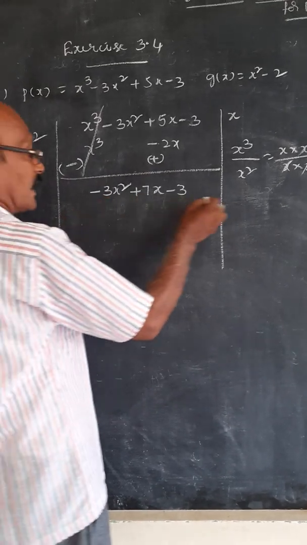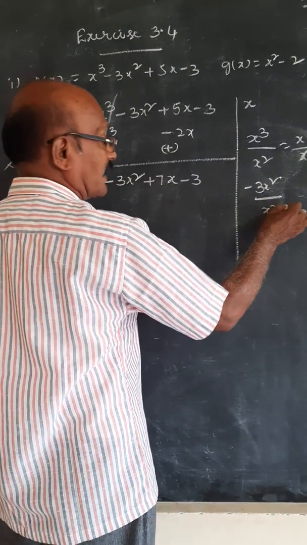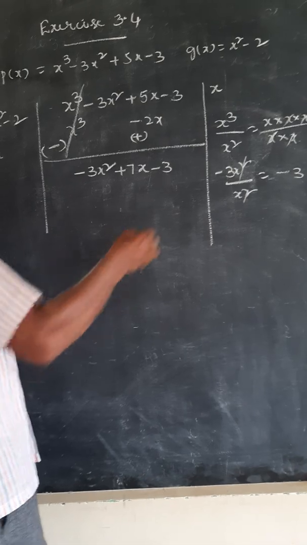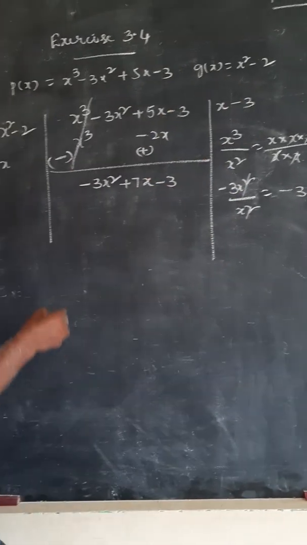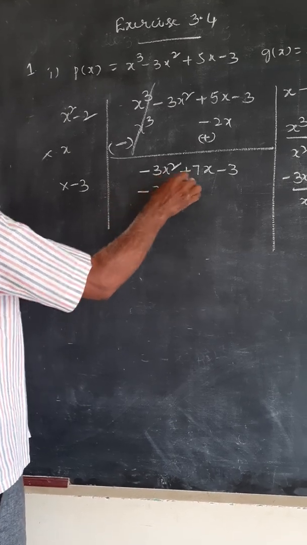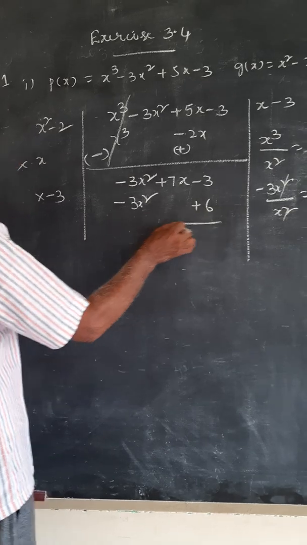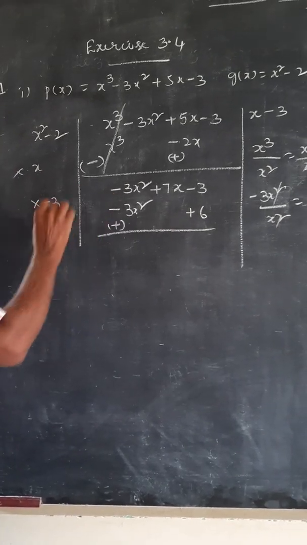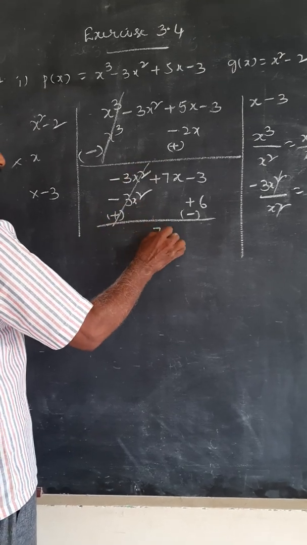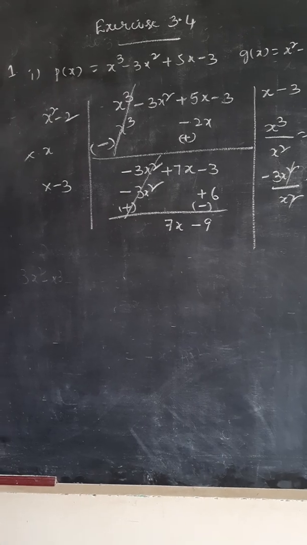What is the first term here again? Minus 3x square divided by the first term x square. Both x squares cancel. Answer minus 3. So minus 3 is the next quotient, and multiply with minus 3. Minus 3 into x square, minus 3x square. Minus into minus plus 6. Subtraction: plus, minus, these two are cancelled. 7x minus 9. Addition: minus 3 minus 6, minus 9.